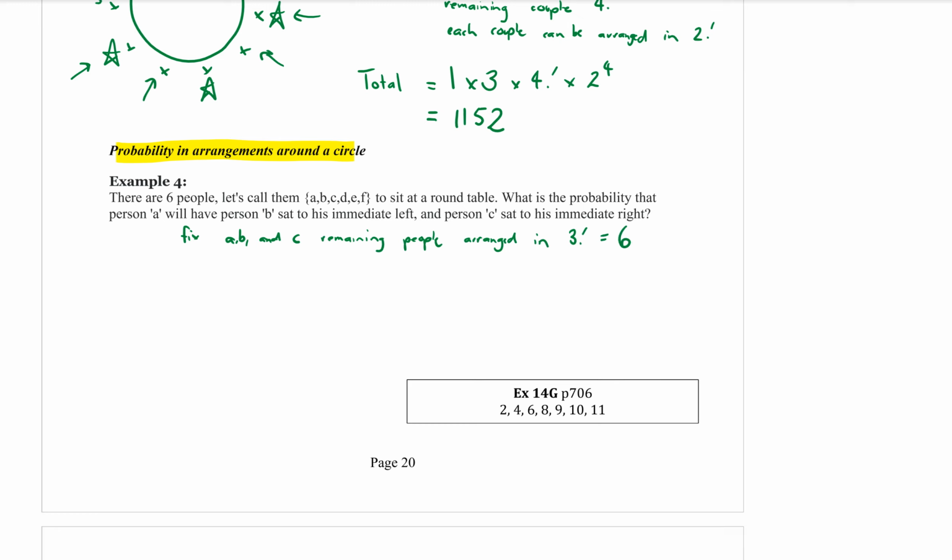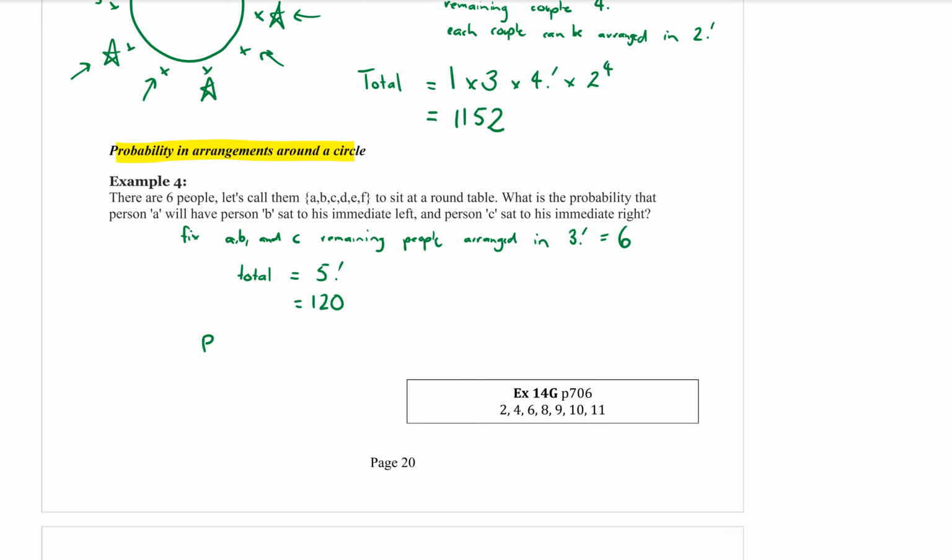However, this was a probability question, which means we need to know the total so that we can make our fraction. No restrictions at all. If I was putting A, B, C, D, E, and F in a circle, how many ways can I put 6 letters in a circle? 5 factorial ways, which equals 120. Memorize that one. We've done it so many times, haven't we?